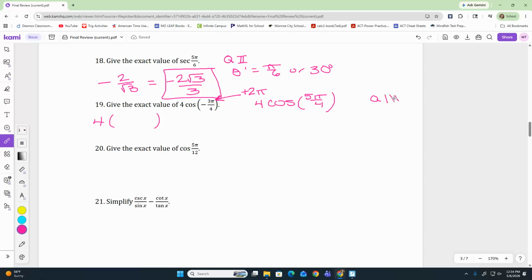3. Reference angle is pi over 4 or 45 degrees. In quadrant 3, is cosine positive or negative? Negative. And the cosine of 45 degrees? Radical 2 over 2. So if you multiply, you get -4 radical 2 over 2 or -2 radical 2.